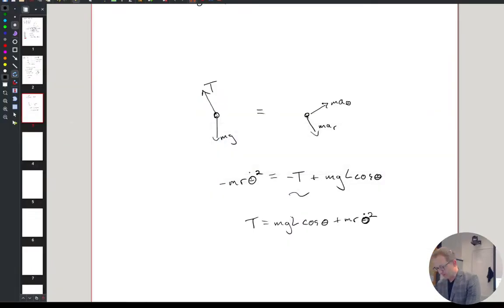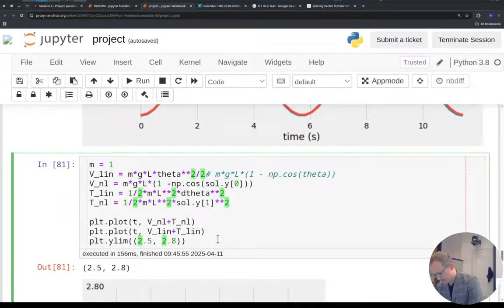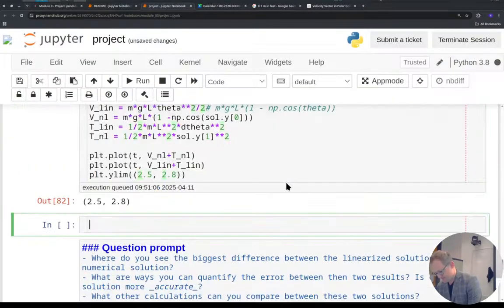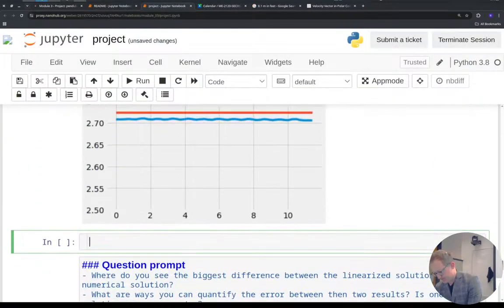But anyway, we could get the real answer for how strong the cable needs to be. What would you do? I would go, you just need a couple of lines of code.